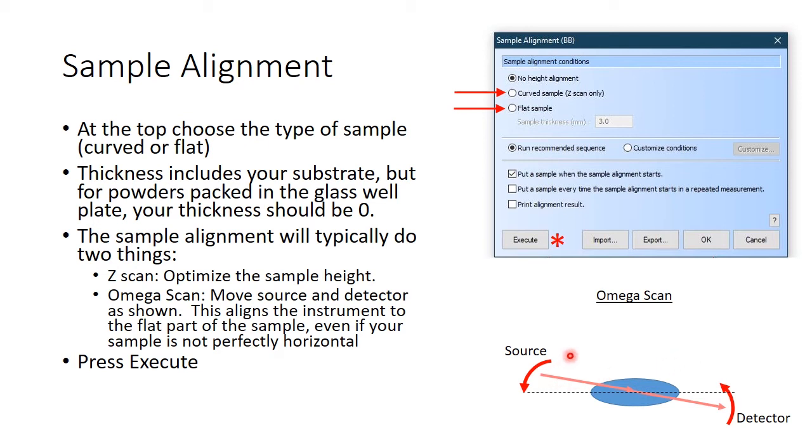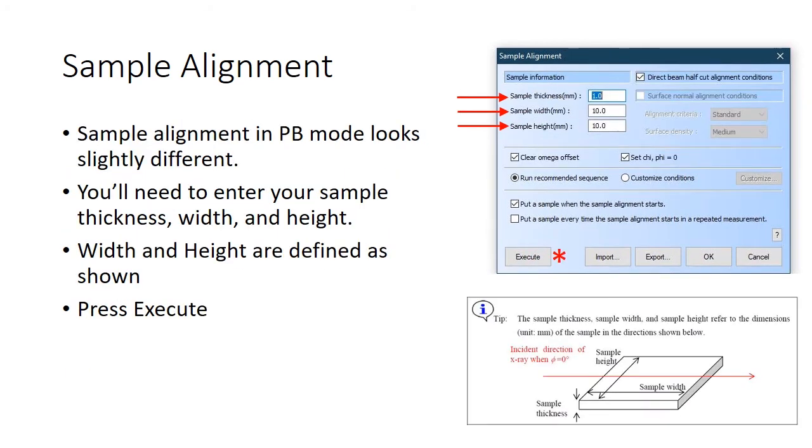The way that this particular omega scan works is that the source moves down while the detector moves up, and then it switches. So then the source would move up while the detector moves down. And what it's doing is it's trying to find the maximum signal intensity. And that is where it is aligned with your sample. So once you've chosen one of these, you're going to press execute, and it's going to come up with a window to help guide you through the experiment. Before we do that, though, let's take a quick look at what this looks like in parallel beam mode, because it's a little bit different.